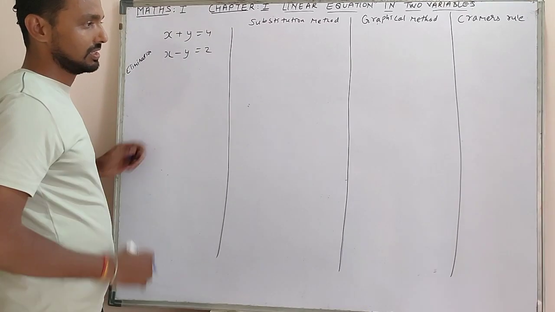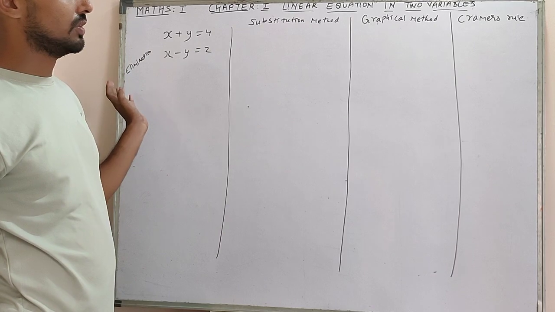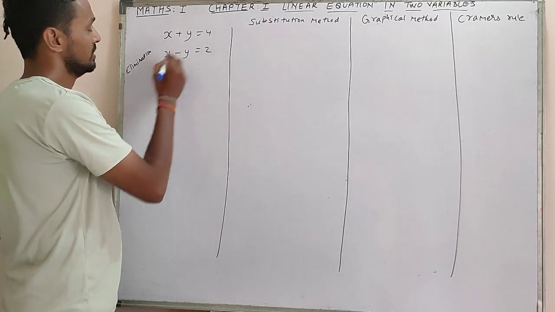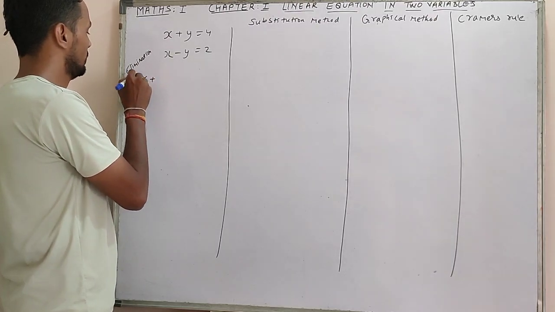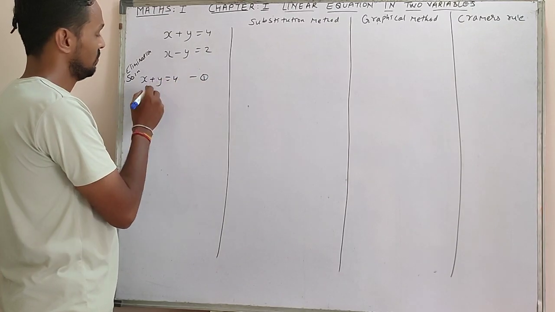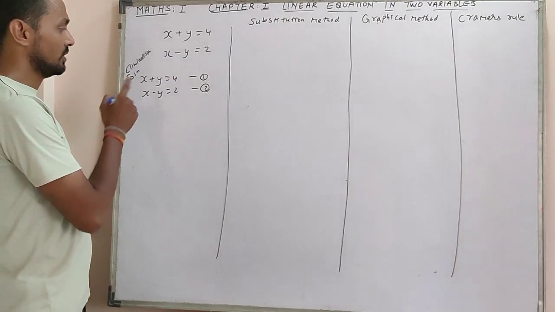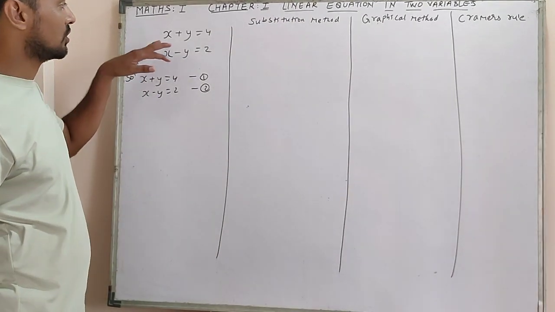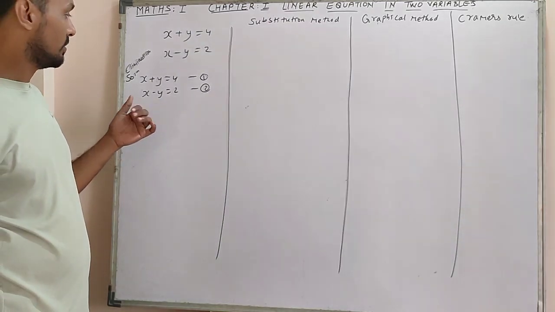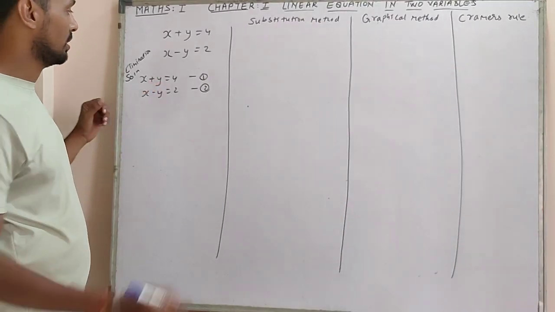Within just a single frame, I am going to explain how we can solve these equations by the 4 ways. First, the solution: x plus y is equal to 4, this is my equation number 1, and x minus y is equal to 2, this will be my equation number 2. So we are just going to eliminate a variable. Since there are two variables, x and y, elimination is very easy here. We are not going to subtract, we will add them up.